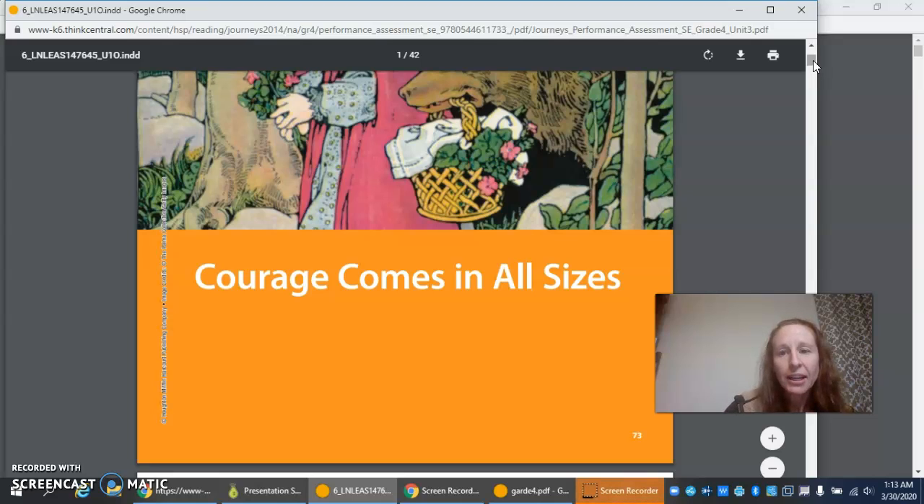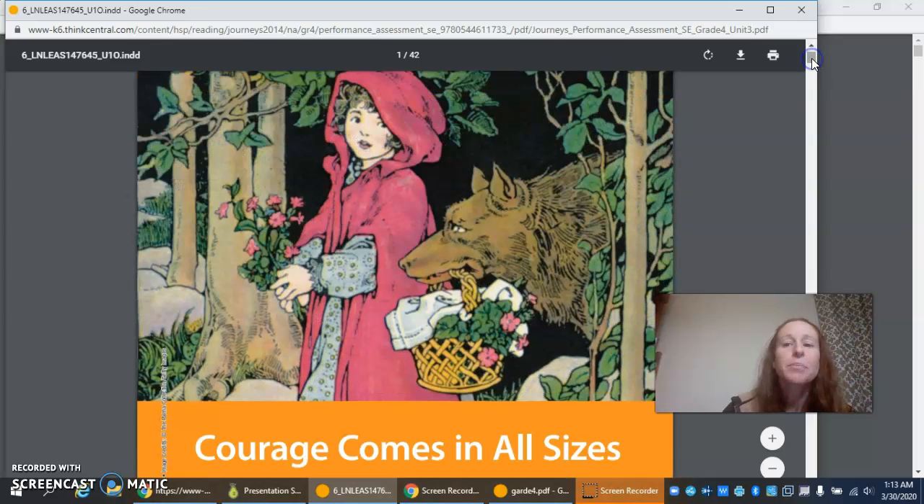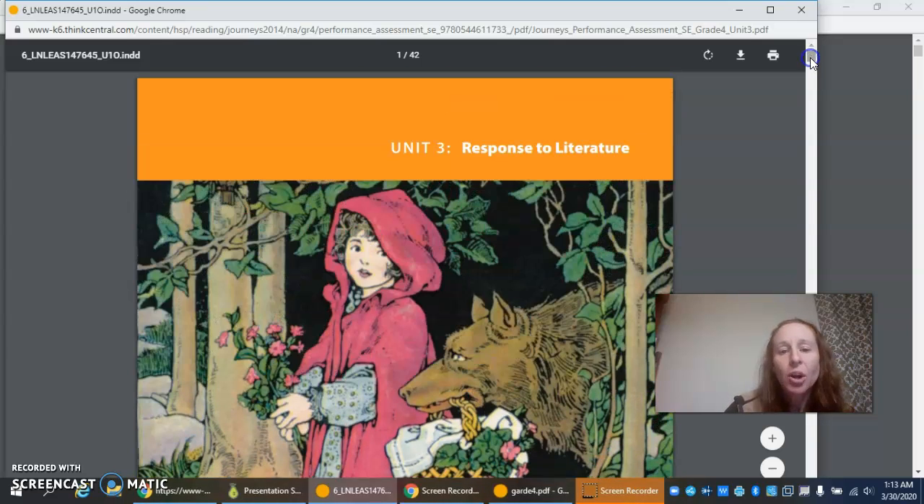So page 73 is the beginning here. Courage comes in all sizes, and we're doing response to literature, which means that we know that there are lots of parts to a story. For example, we're thinking about a story map. You've got characters, you've got the setting, you've got the problem. Those are the major parts, the climax, right, and then the resolution. But when you respond to literature, and what we're going to do today and this whole week, is analyze the way that characters affect a story, the way that the setting affects the story.